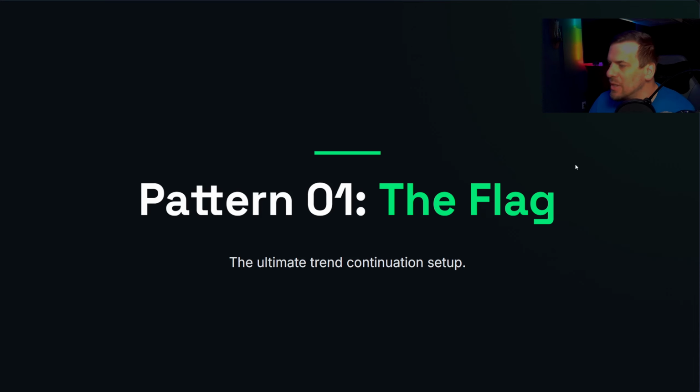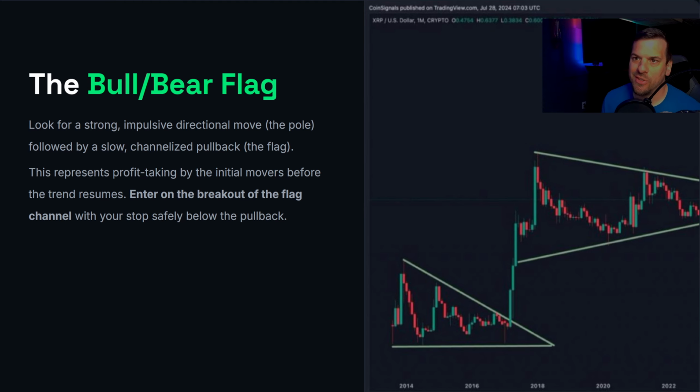The first one would be the flag pattern. If you guys know anything about flag patterns, they are very powerful. They're the ultimate trend continuation setup. So what are they? They look like this that you see here, and essentially you're going to look for a strong impulsive direction. Basically, that's going to be the pole of it, followed by a slow channelized pullback of the flag. And this represents profit taking by initial movers before the trend continues.